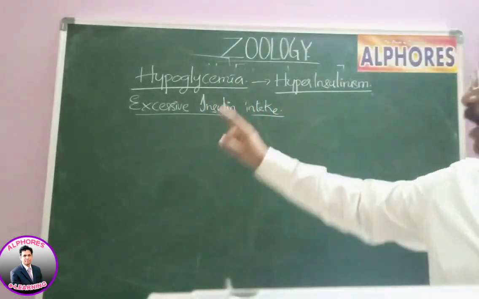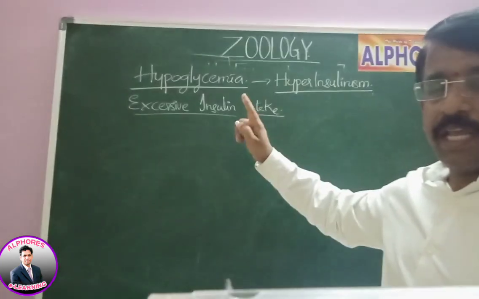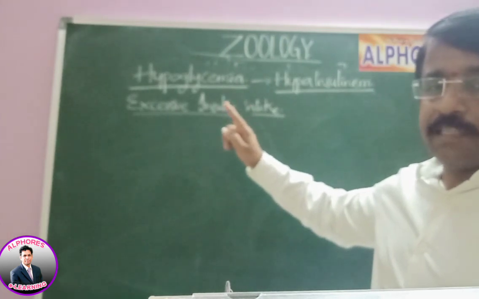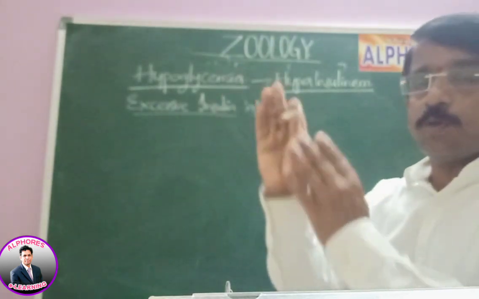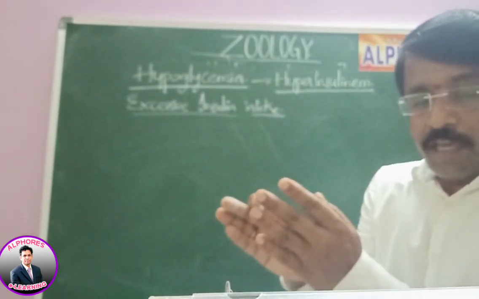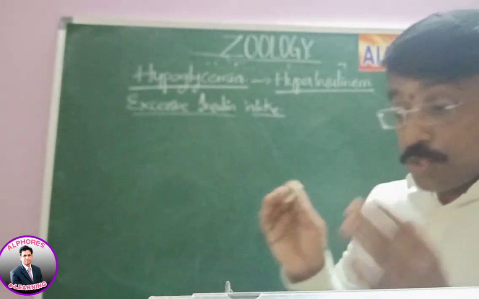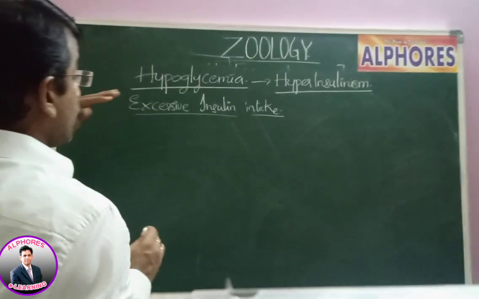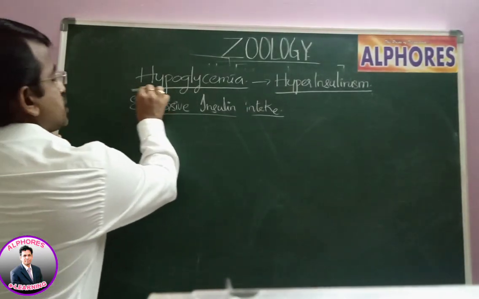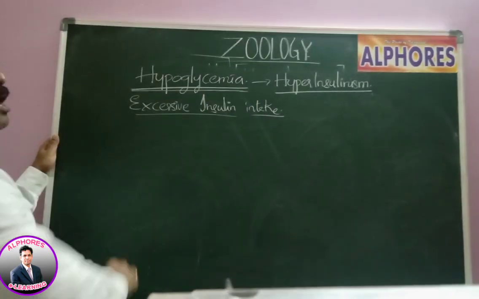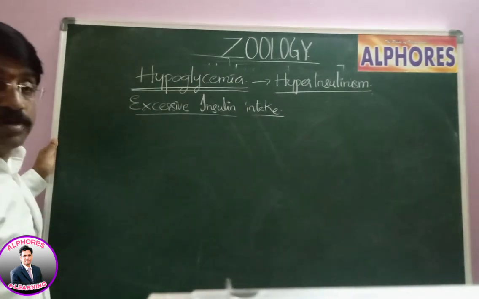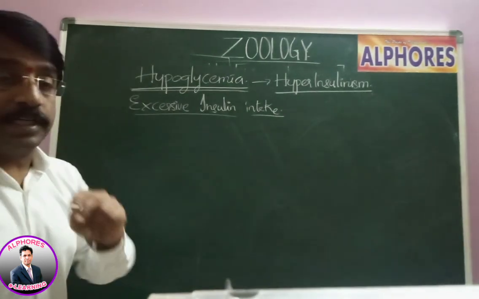What is the role played by insulin? Insulin converts glucose into glycogen. If it is taken excessively, all the glucose is converted into glycogen. So as glucose deficiency takes place, that's what hypoglycemia is. There are two reasons for it.